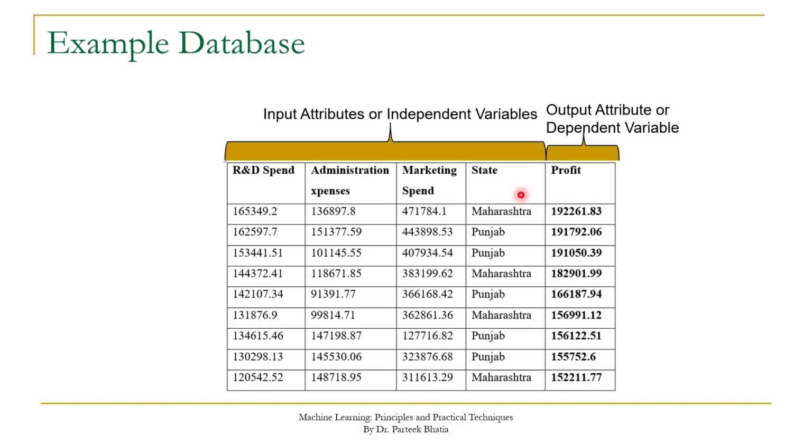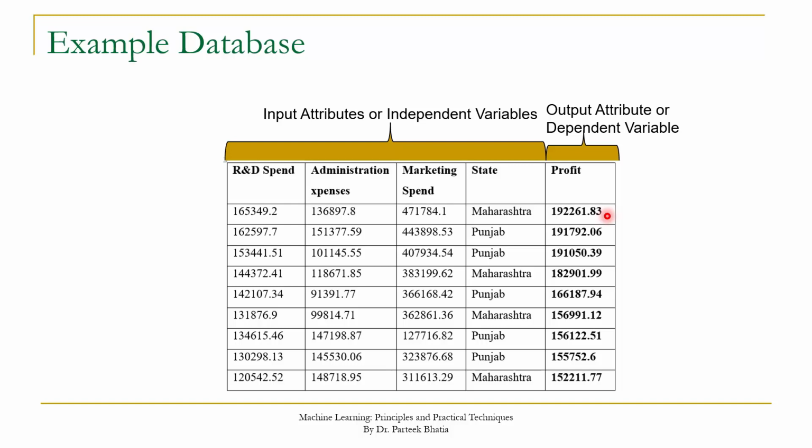From this dataset, we can analyze that profit will be the output or dependent attribute because profit is dependent on these attributes, while R&D, administration expenses, marketing spend, and state will act as input attributes. So here we have 4 input attributes and 1 output attribute. And we have to predict the value of profit based on these input attributes. The value of profit is a real continuous value. So this will be a case of regression.